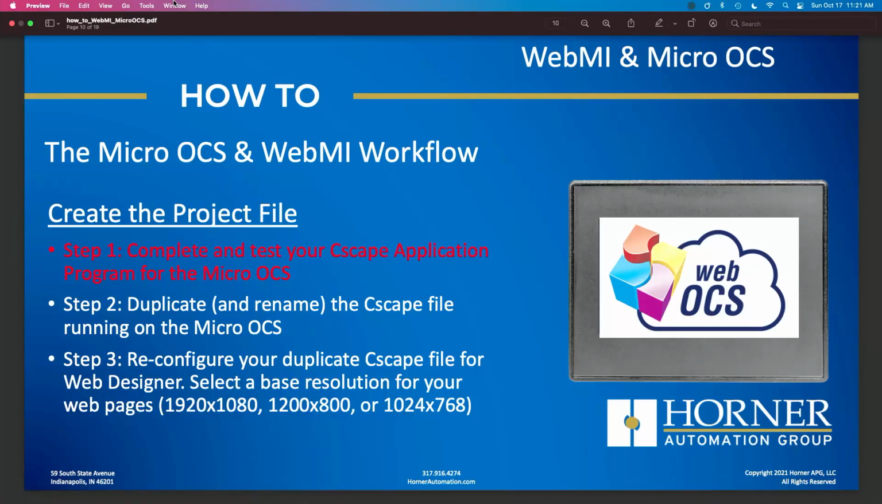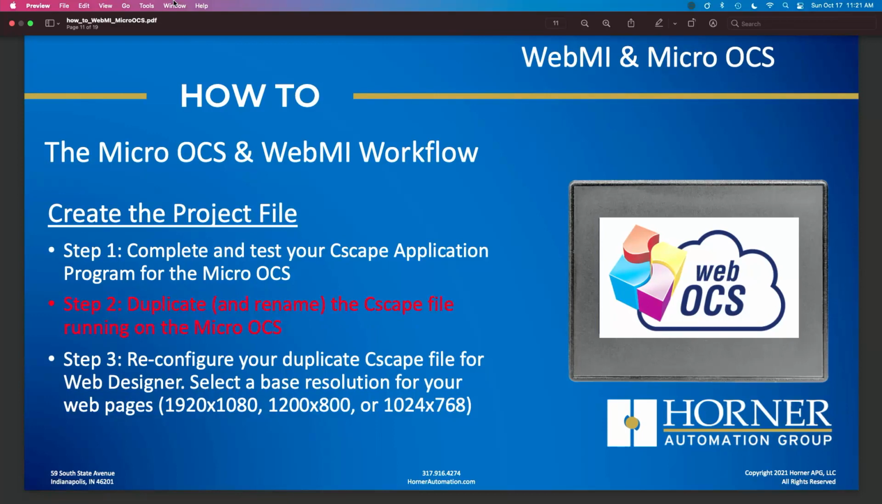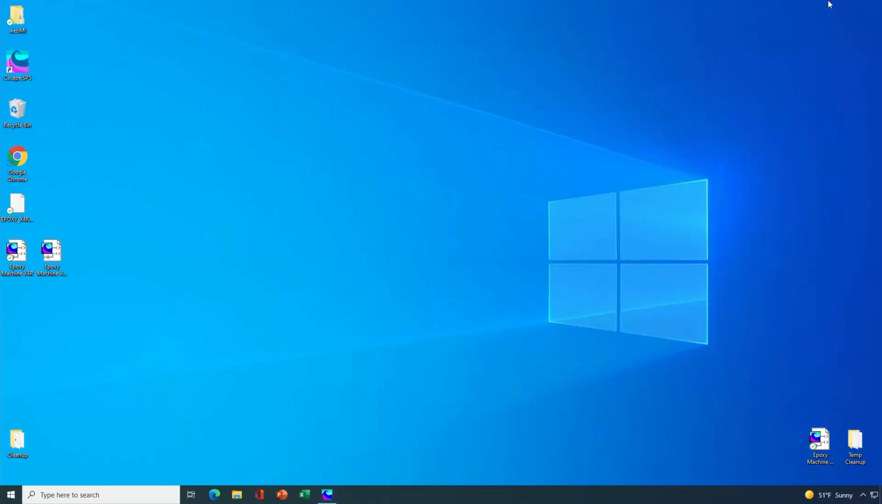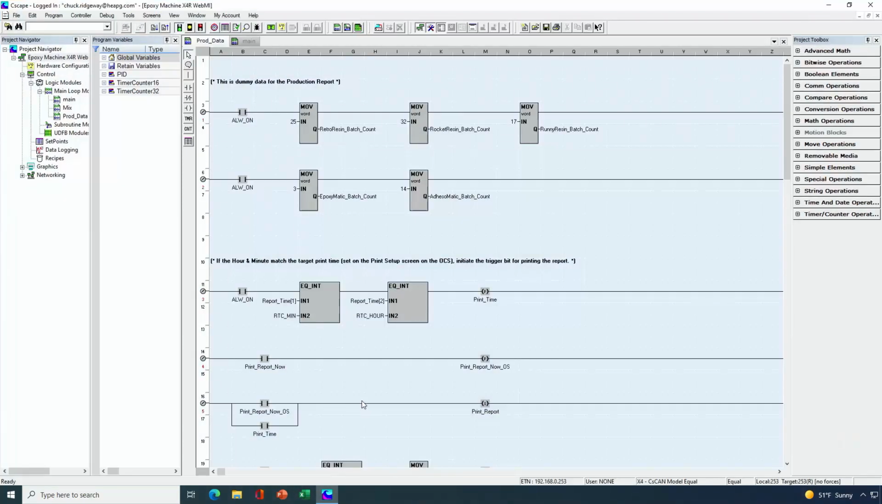Okay, the next step would be to duplicate and rename the Cscape file running on the micro OCS, and then open that file and reconfigure it for Web Designer. Okay, well, let's take a look at that. All right, so here's my desktop. Here's my original file that I developed for the micro OCS, and then I renamed it after duplicating it. Gave it a slightly different name with WebMI in the file name. And let's take a look at this particular file.